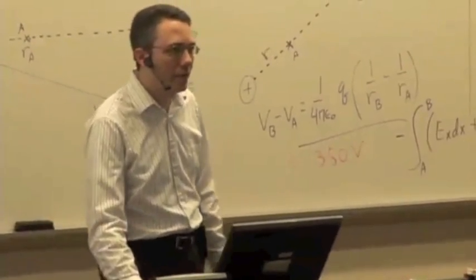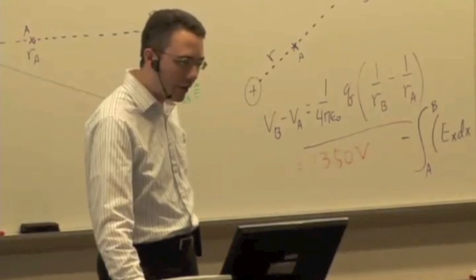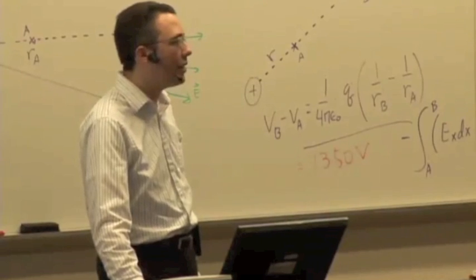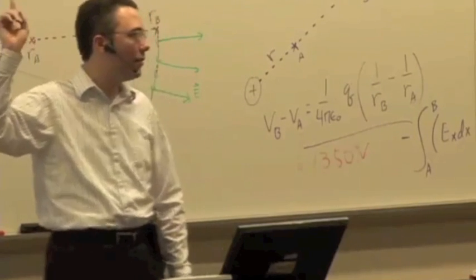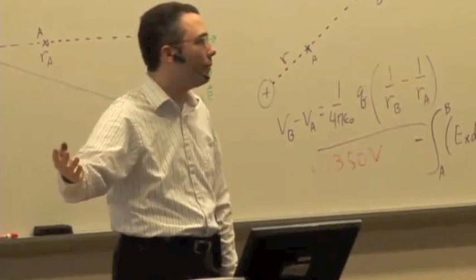We okay? Questions there? Yes. A is the initial in this case because we're always measuring final minus initial, right? So if it says VB minus VA, B is the final position, A is the initial position, right?